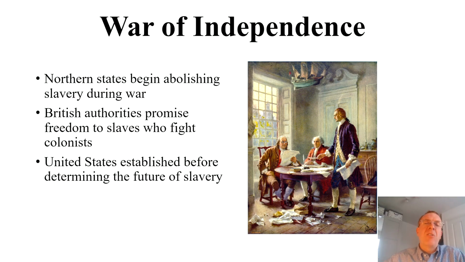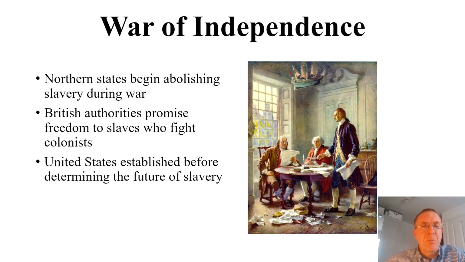What made a lot of Southerners quite angry, and some Northerners as well, was the fact that the British government promised to free slaves who would fight against the colonists who were rebelling against British rule. For example, Lord Dunmore, the royal governor of Virginia, offered emancipation to any slave who would fight against the colonists. The same happened with the royal governor in New Jersey.